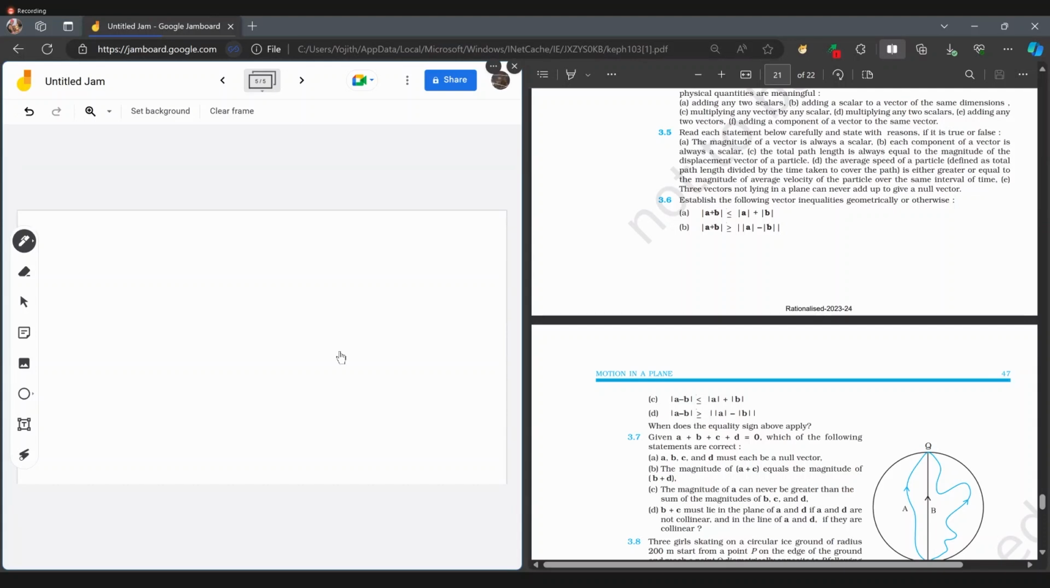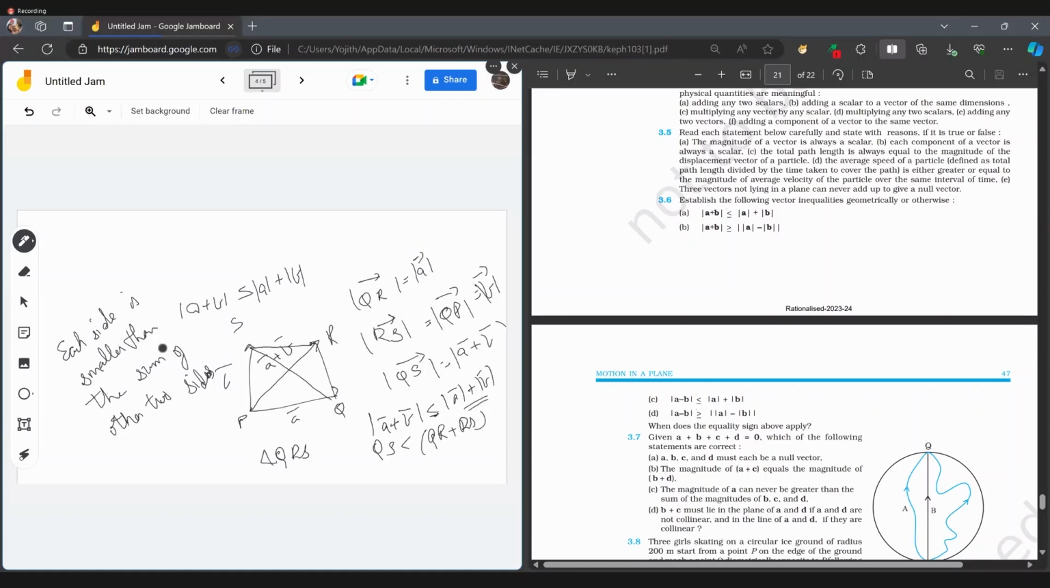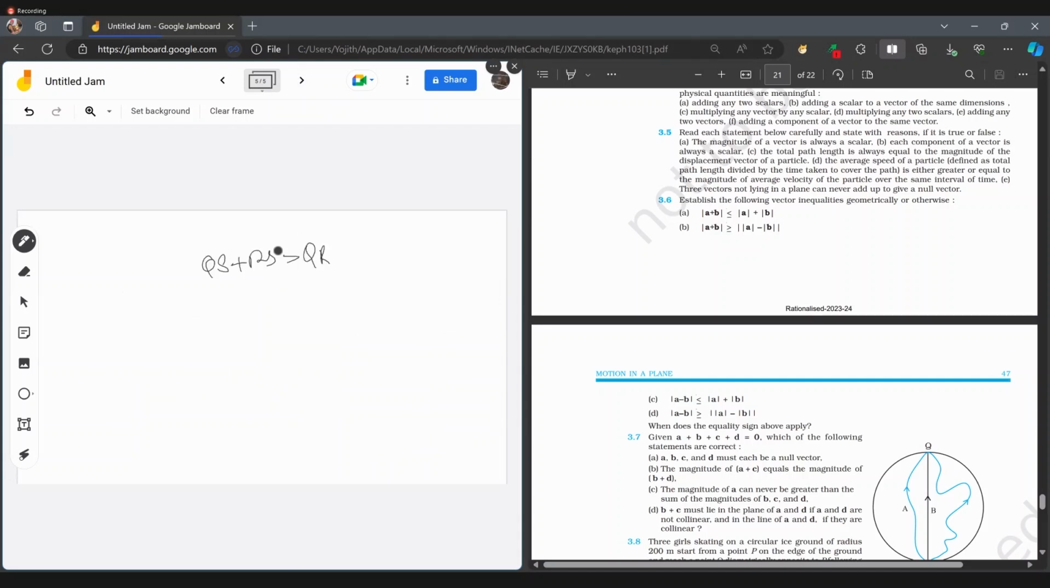ఓకే, నెక్స్ట్ దానికోసం వాట్ విల్ డూ ఇస్, విల్ డూ QS plus RS is greater than QR. ఓకే, ఇదే డయాగ్రామ్ లో QS plus RS is greater than QR ఎందుకంటే each side is smaller than the sum of the two other sides. ఓకే, ఈ ప్రిన్సిపల్ మీద మనకి ఏమొస్తుంది, QS plus RS is less than QR, అదే is greater than QR వస్తుంది. ఇప్పుడు వాడేమన్నాడు, దీంతో మనకి ఏమొస్తున్నది, QS mod is greater than QR bar minus QP bar.